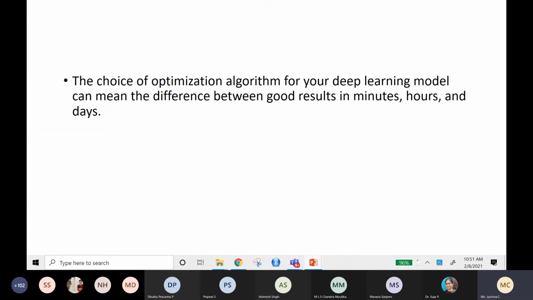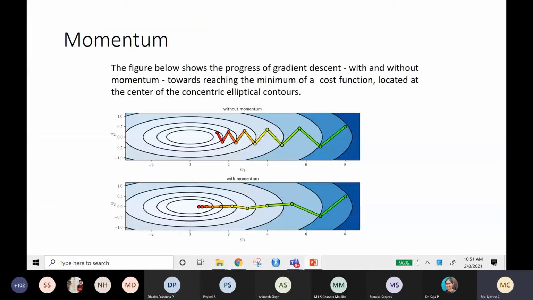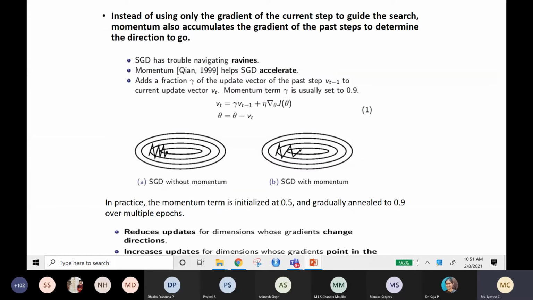Okay, so each time we will be considering the previous gradient. But the momentum is not considering just the previous gradient alone. It will be accumulating all the previous gradients. You can see that momentum also accumulates the gradient of the past steps to determine which direction to move. So previously, when we were using the gradient, it just considered the previous gradient alone.